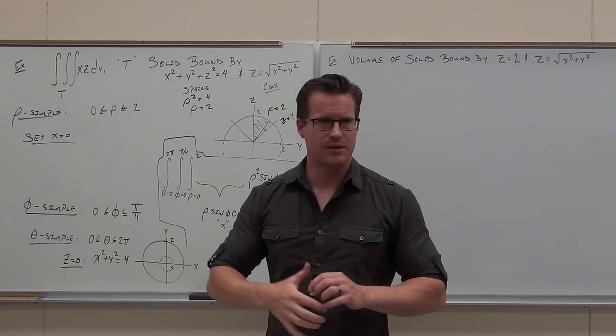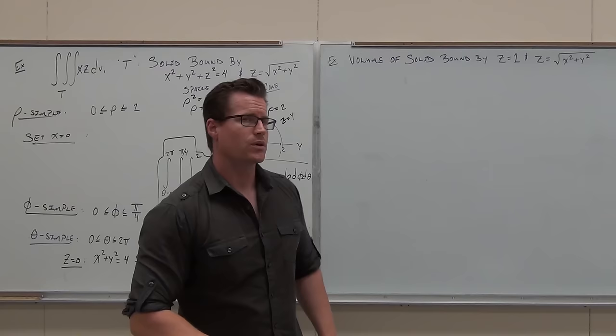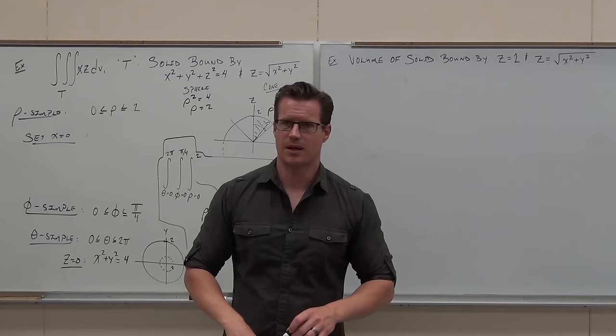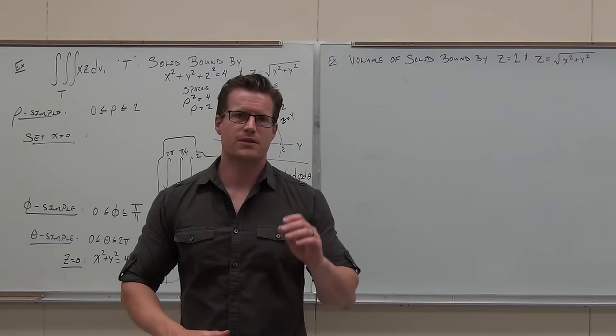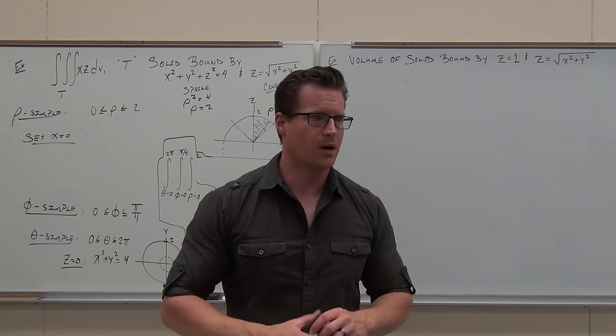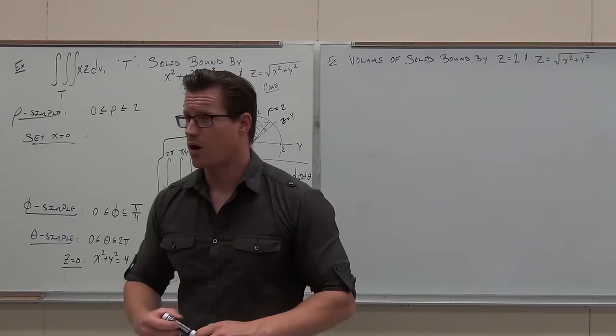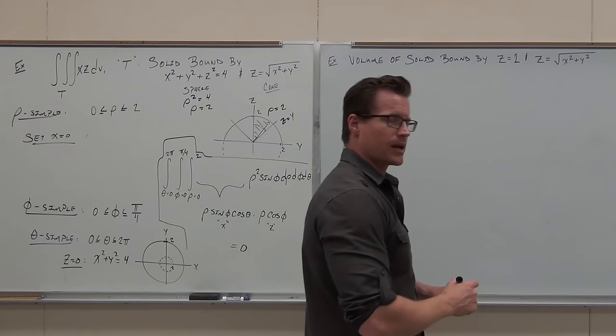Cool. Here's what I want you to do. I'm not going to give you a long time, and I'm going to have to work on it pretty quickly here. I want you to try to set this up. I want you to find the volume bound by that solid. My key here is work on the region. I want to get the rho simple, then phi simple, then theta simple. Draw what I'm telling you to do here. Try it. It's not out of your range. You guys can do it.